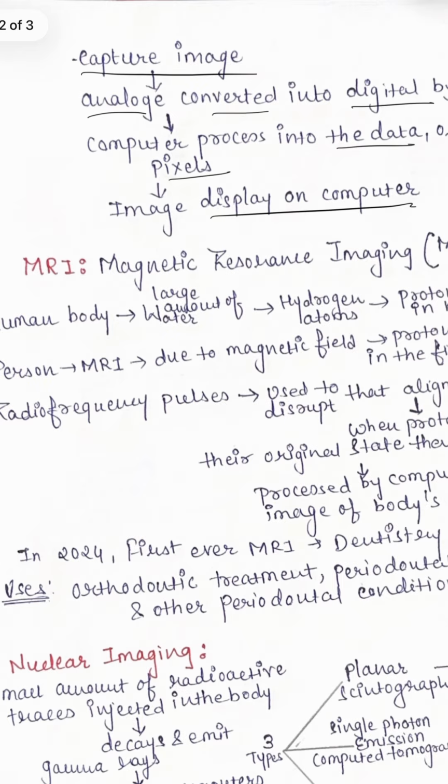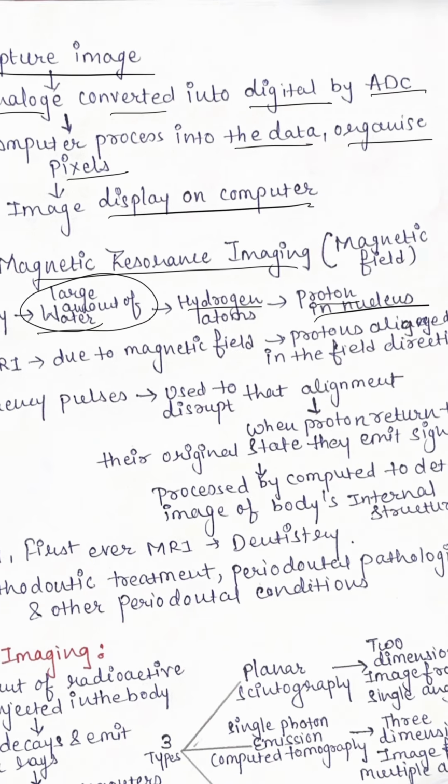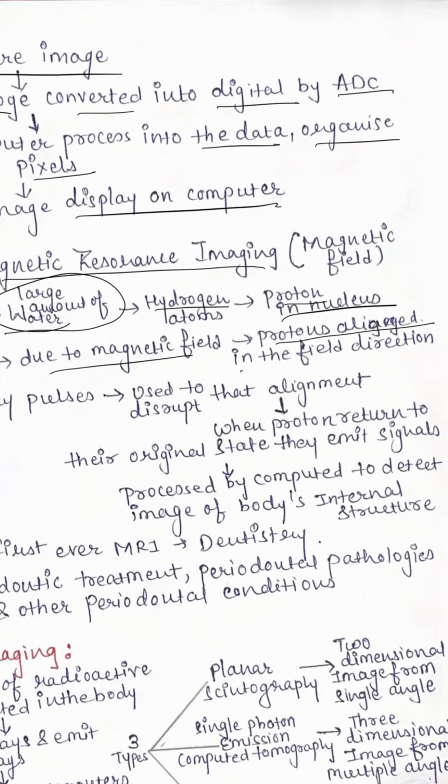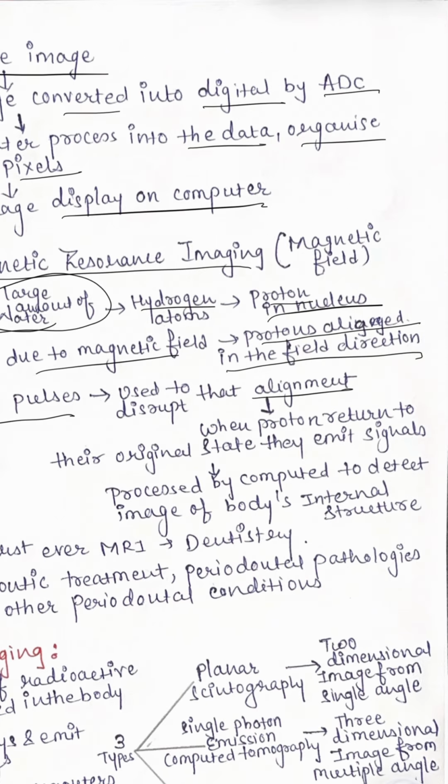Then the MRI, magnetic resonance imaging, uses a magnetic field. The human body contains a large amount of water, which has hydrogen atoms and a proton in the nucleus of these atoms. When a person is in the MRI machine, due to the magnetic field, there is proton alignment in the direction of the field. Then radio frequency pulses are used to disrupt that alignment, and when protons return to their original state, they emit signals which are processed by the computer to detect the image of the body's internal structure.